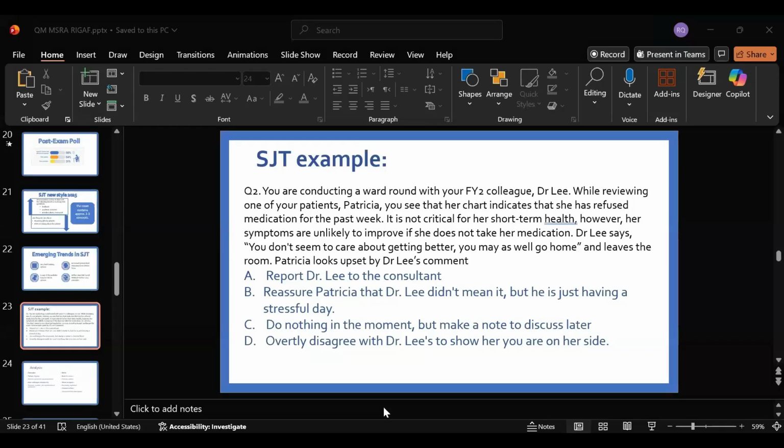Very good. And this is our way of thinking as a clinician, which is not correct here. I'm sorry to say that. Why? In SJT, you are being judged on your professional judgment. So which is more professional? More professional to report your colleague when he's doing something bad to the patient, or to overtly disagree just to show the patient you are on her side? Which is more professional? I think A is more professional.